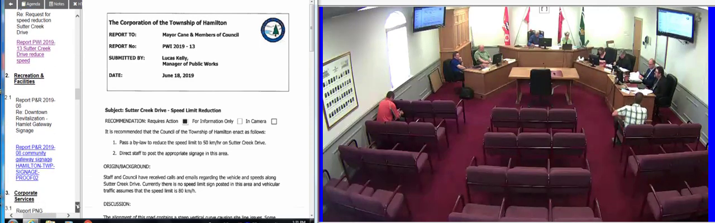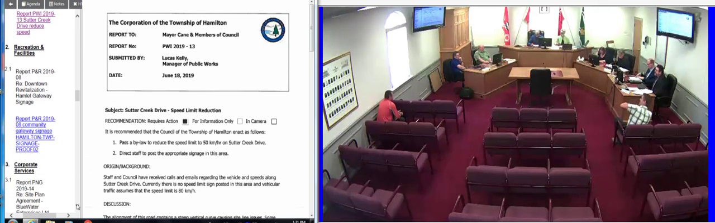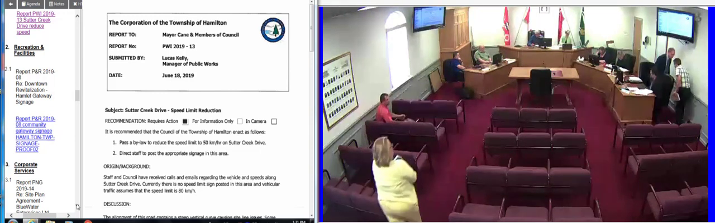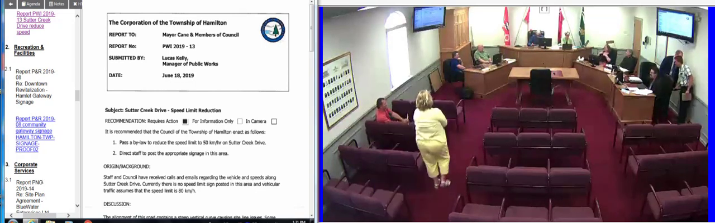Corporate Services. 13.1, Site Plan Agreement. Why do I keep crossing those off? I'm sorry. Crossing them off before I got to them. It's 2 in a row.